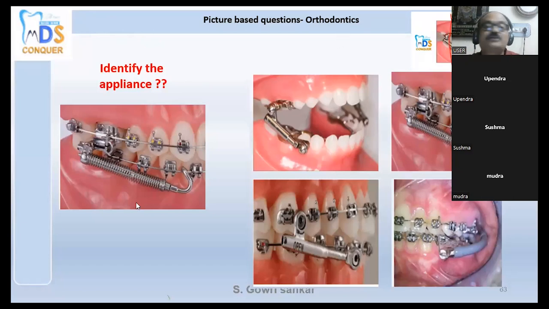Here I have my Herbst. Can you see the Herbst? It is directly attached to the tooth here. And there is no spring, piston and tube mechanism.